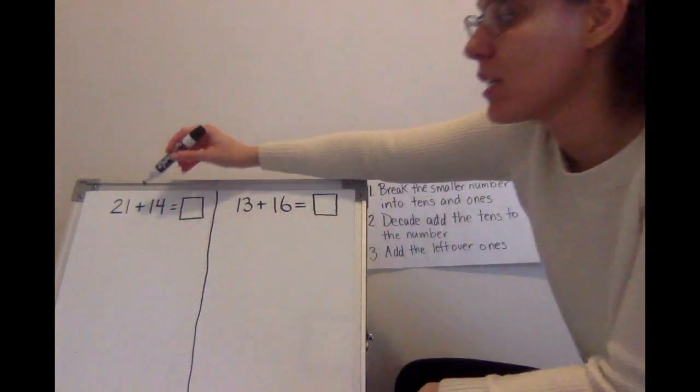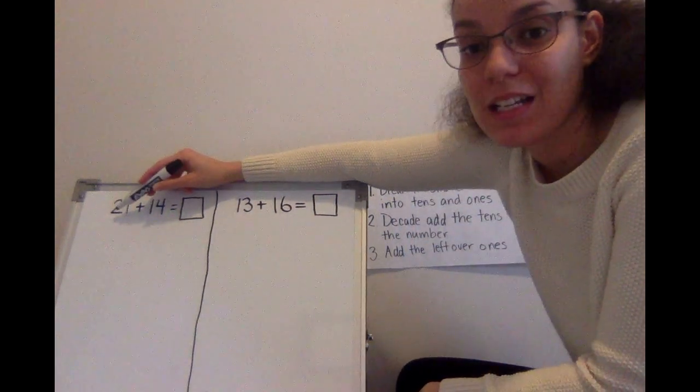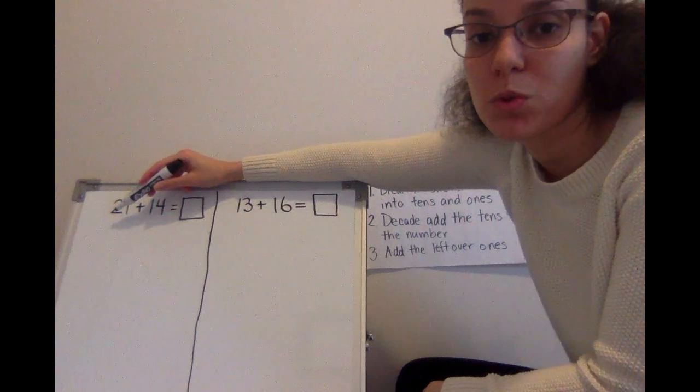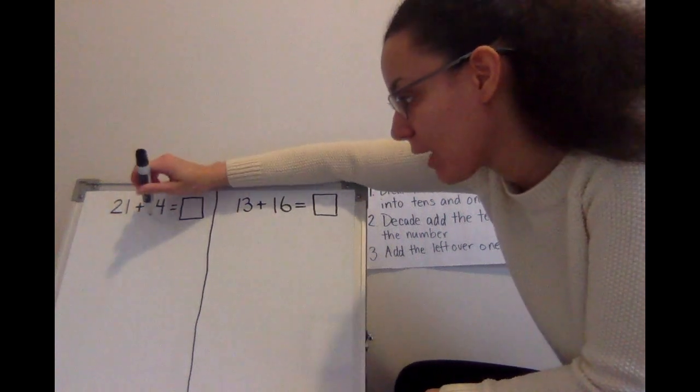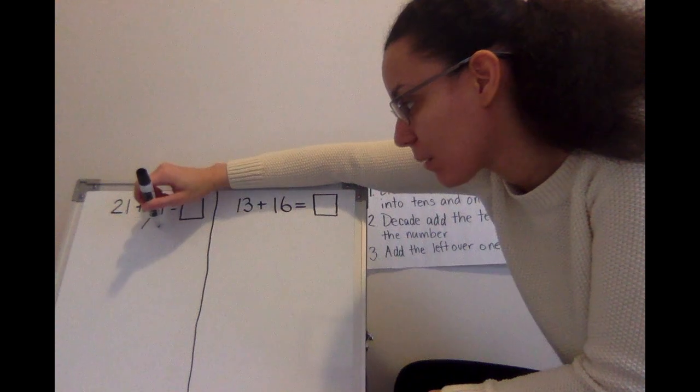Yeah, 14 is smaller because it has 1 ten. 21 has 2 tens, and I know 2 tens is more than 1 ten, so I'm going to go ahead and draw my caret underneath the number 14.